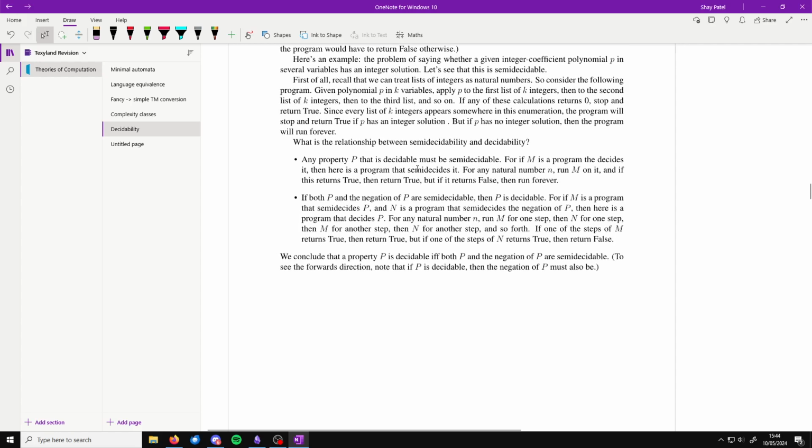With semi-decidability, any property that's decidable is also semi-decidable, because we can just create a while true loop in the event that it would return false. And if both P and the negation of P are semi-decidable, then P is decidable, because we can merge those two semi-decidable algorithms into one, and return true when the first one returns true, and return false when the second one returns true. P could be semi-decidable, but not P could be undecidable. So in that case, it can be semi-decidable and undecidable.